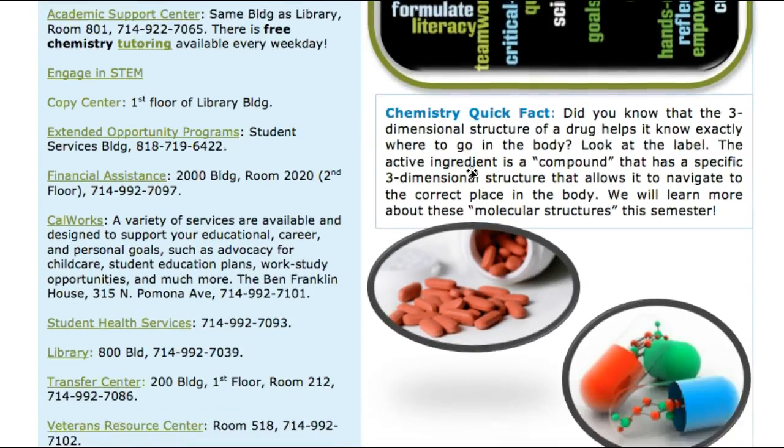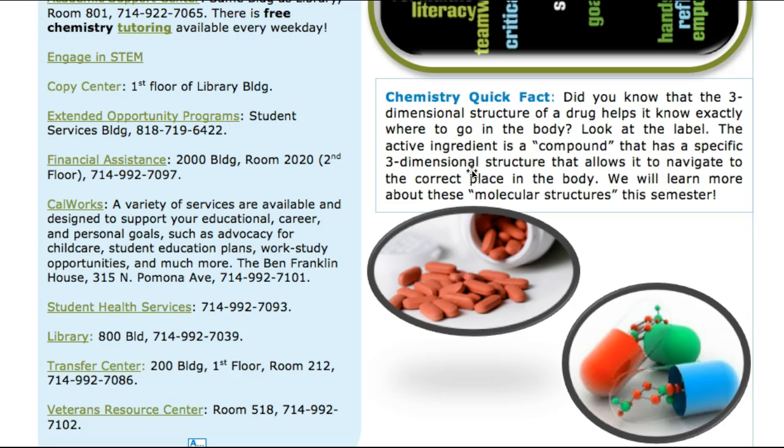And here I have a chemistry quick fact, so just something to think about as we come into the semester and start to think about the course, something that we're going to learn about in a lot more detail. So that's all. Think of any questions you have, and you can either save them for the first day, or you can email me or post them on our Facebook group.